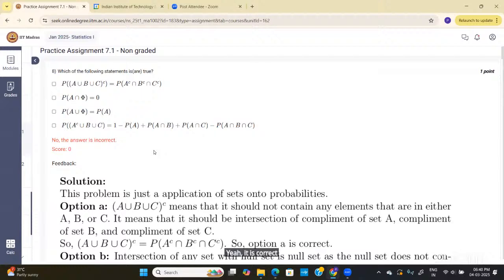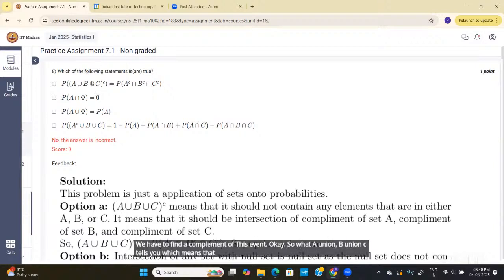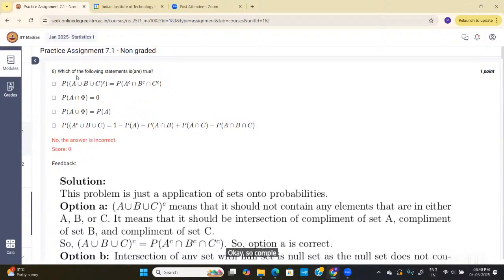Because if you see A union B union C, we have to find the complement of this event. A union B union C tells you that either A or B or C is occurring. The complement of this event will be giving you that neither of these events occurs, which means A complement, A also is not occurring, and B also is not occurring, and C also is not occurring.